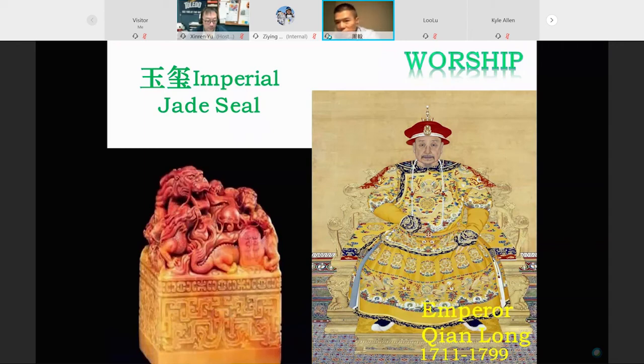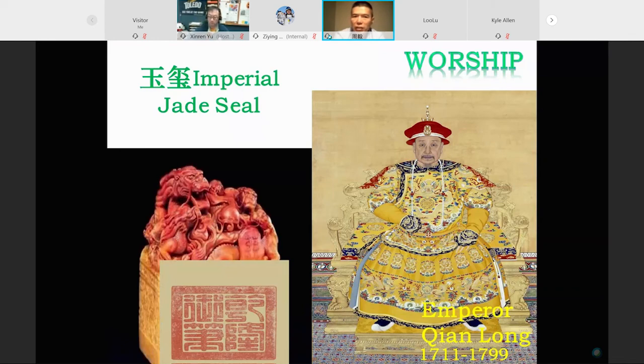Here's another emperor. His ruling time is from 1711 to 1799. I know that's around when the USA was founded, 1776. So it's in our Qing dynasty. So you can see his imperial jade seal. You can see dragons there, nine dragons there. What is it used for? Yeah, it's the seal of imperial power.